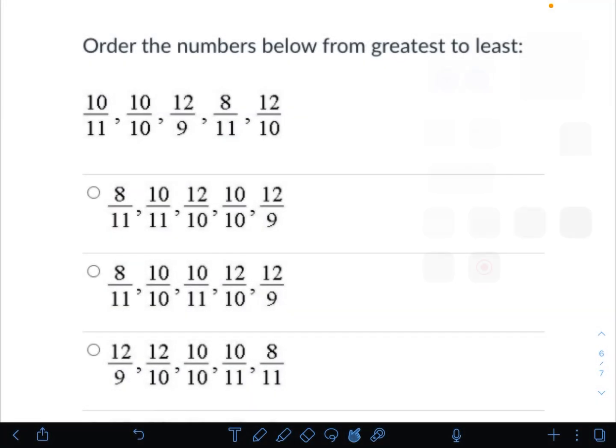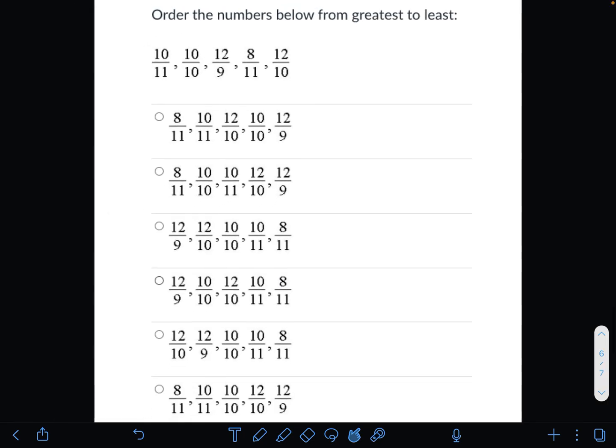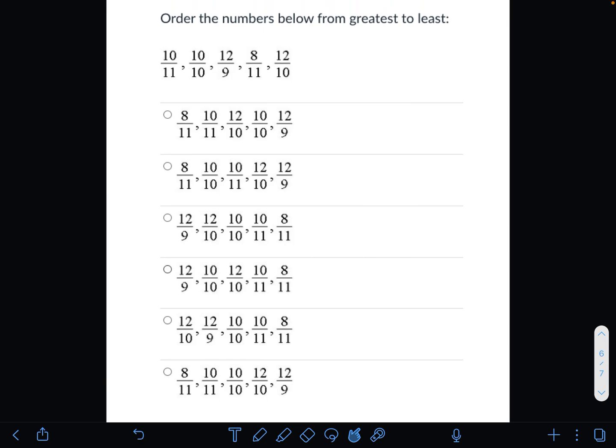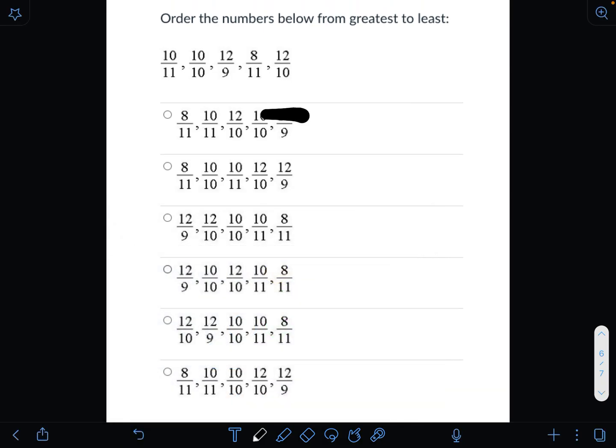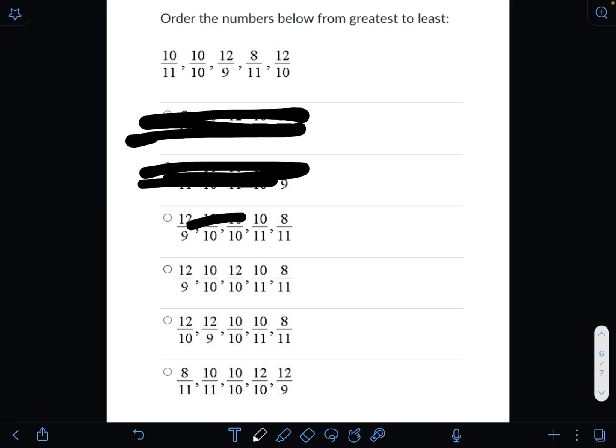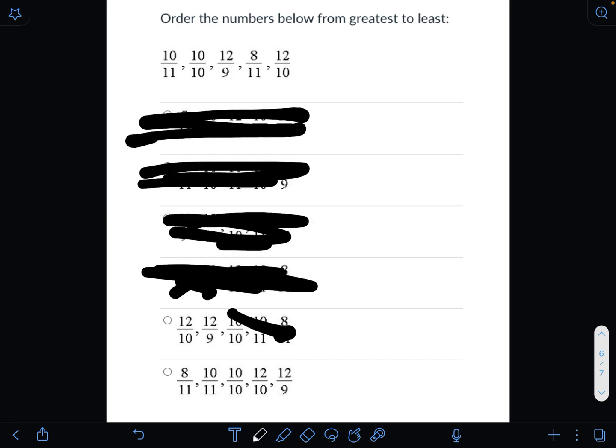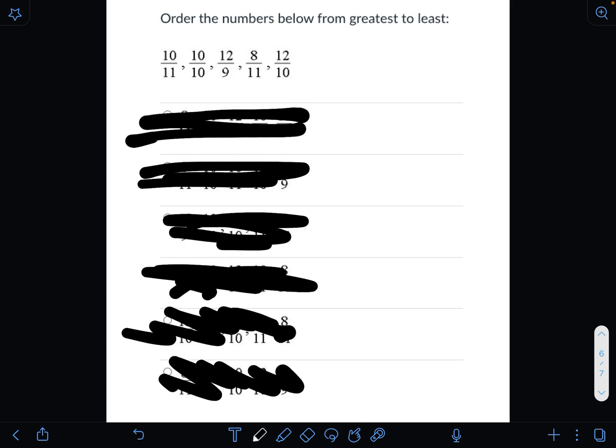Okay, now this is a great one. This is about ordering fractions. You can't really beat that. So now a lot of times people see all this right here and they're like, I don't even know what to do. So my first thing I'm going to tell you is completely ignore all the answers. Okay? Just ignore all the answers. There we go. That's a lot more manageable now.